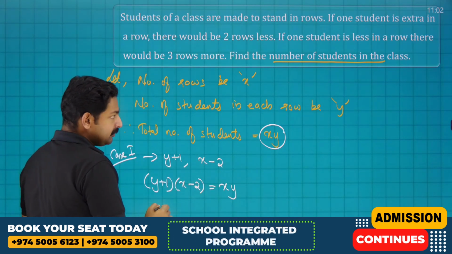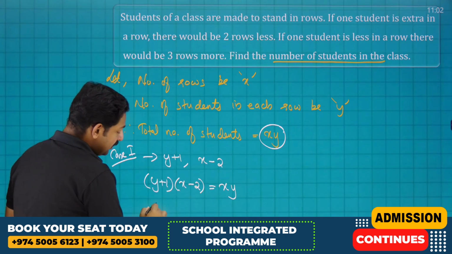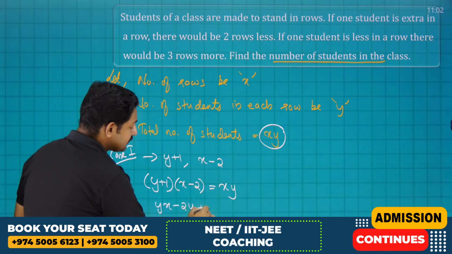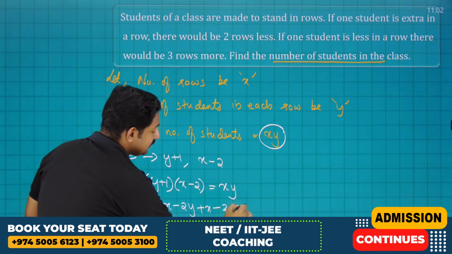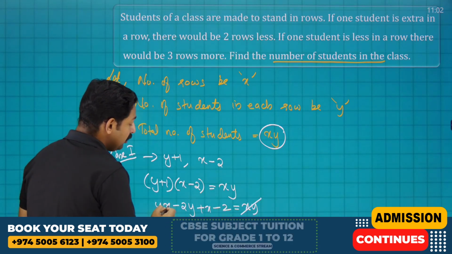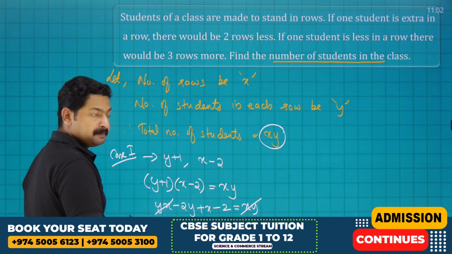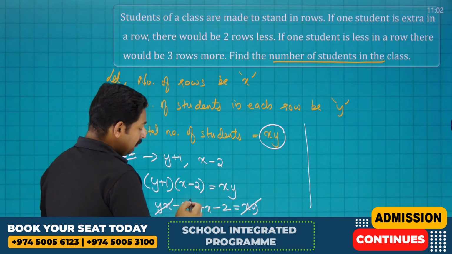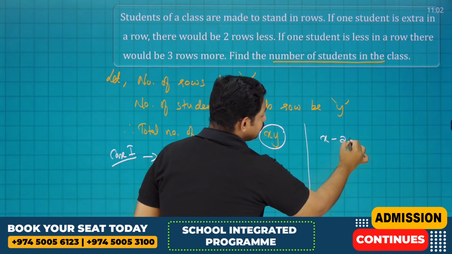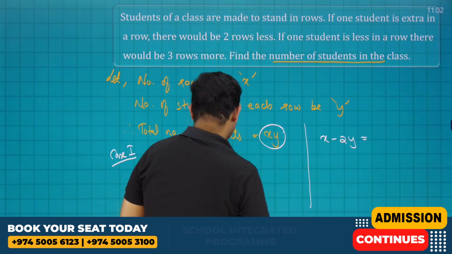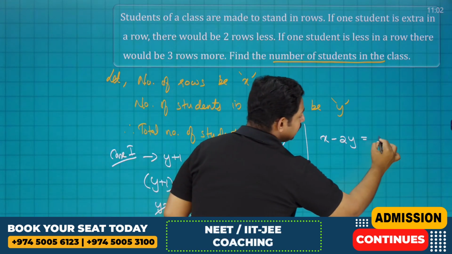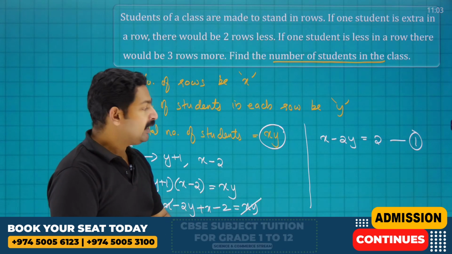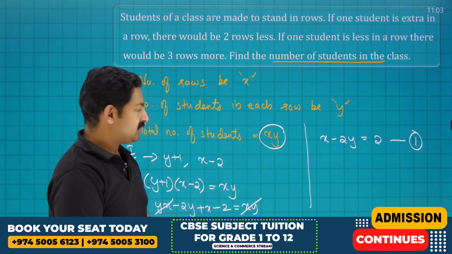You just multiply each term. So when you multiply y into x, you will be getting yx minus 2y, then plus x, then minus 2 is equal to xy. So first of all, xy and xy can be cancelled. Now on the next step you will be getting x minus 2y is equal to, if you bring minus 2 to the right side, you will be getting 2. It can be taken as the first equation. X minus 2y is equal to 2 is the first equation.